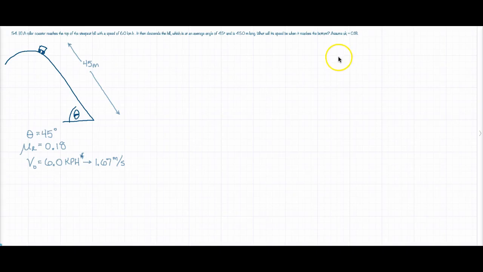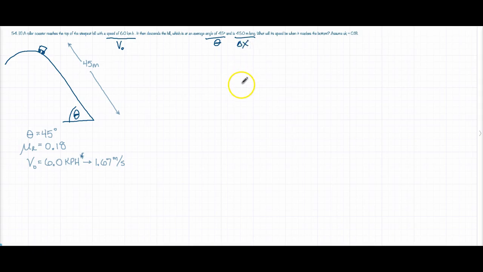This is problem number 54 from chapter 4. It reads, a roller coaster reaches the top of the steepest hill with a speed of 6 kilometers per hour. Of course, that's going to be our initial velocity. It then descends the hill at an average angle of 45 degrees. That's theta, and it's 45 meters long.